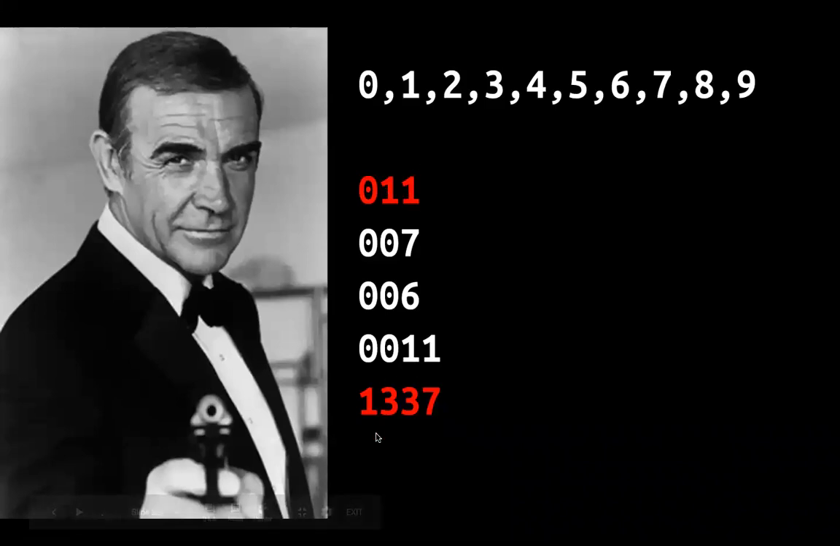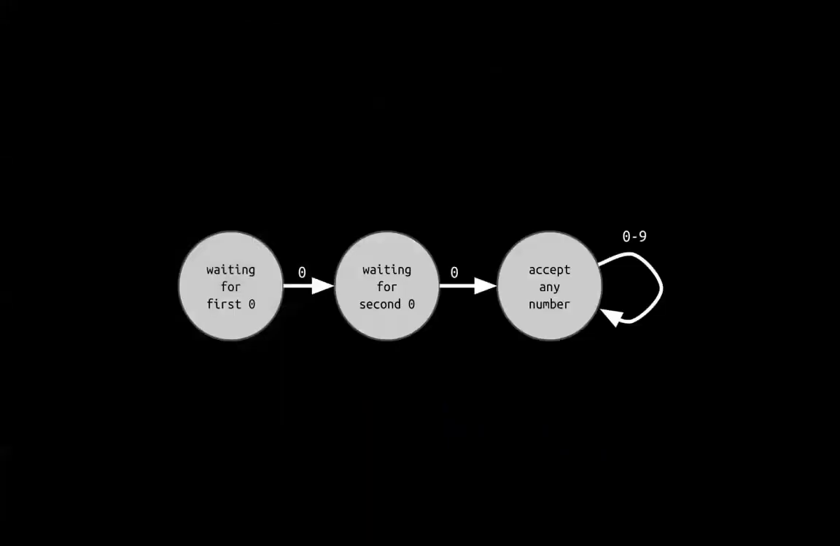011 isn't. 1337 is not. So what would it mean to build a regular expression, to build a finite state machine that can recognize whether any given arbitrary string of numbers is actually part of our language, is one of the spies who have a license to kill. So we might be able to write that finite state machine this way, right?